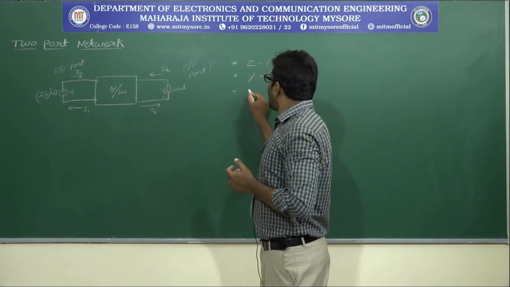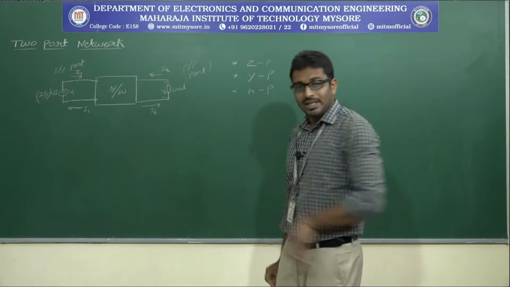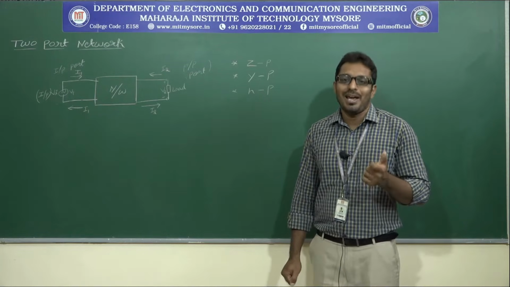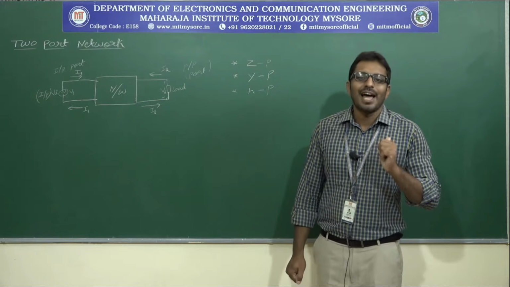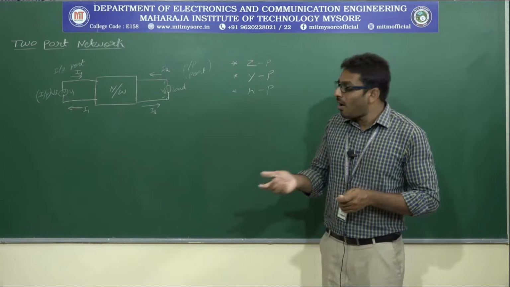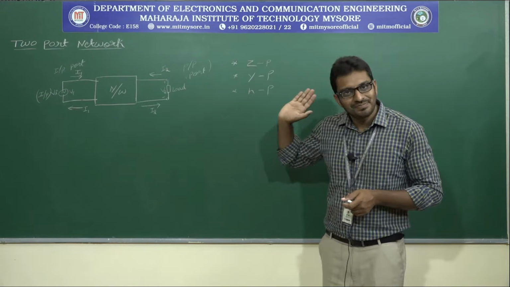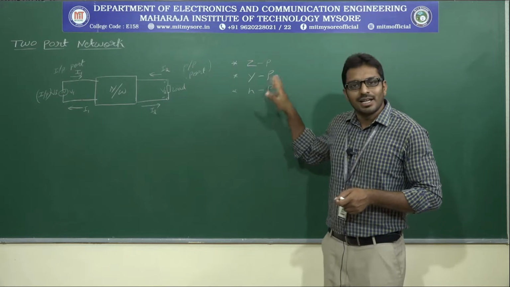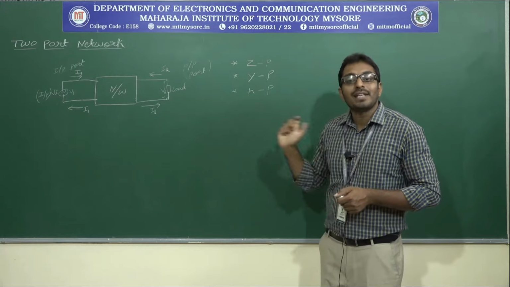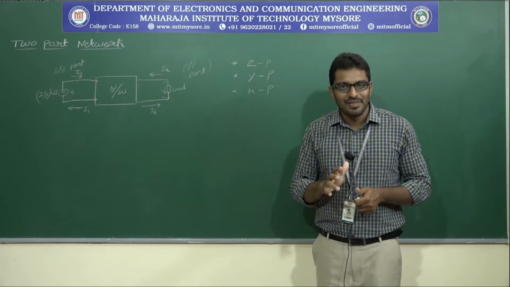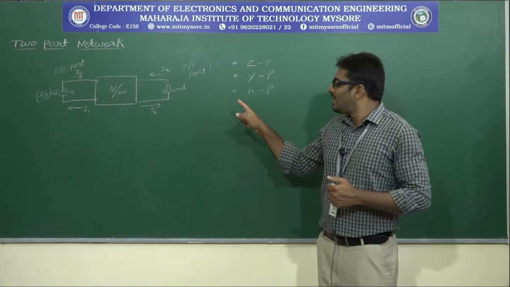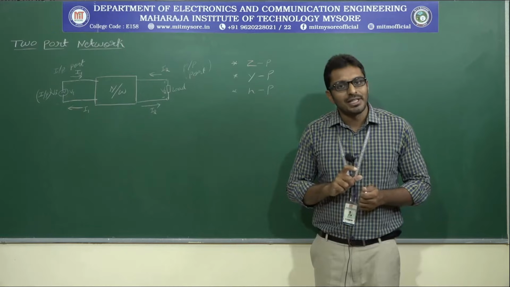The third one is the H parameters. H indicates hybrid parameters. Why is it known as hybrid parameter? Because the H parameter consists of a combination of Z and Y, that is, a combination of impedance and admittance parameters. That's why it is known as H parameters.